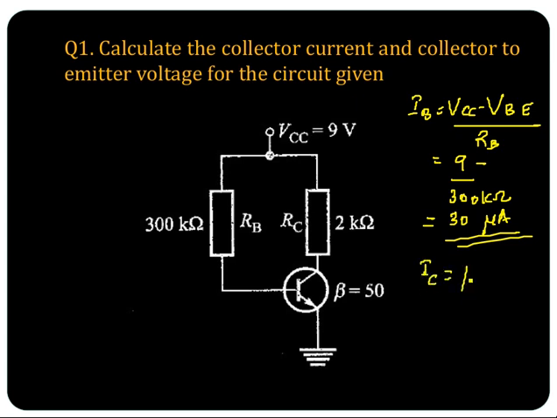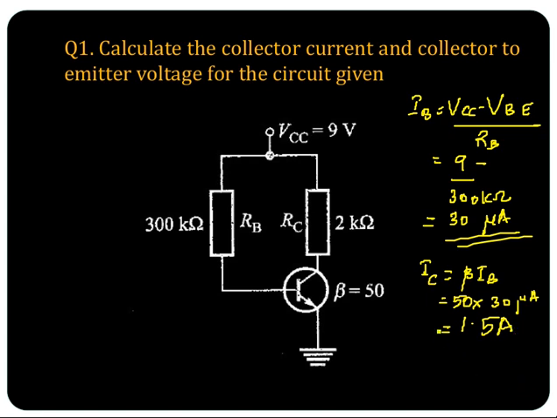Calculate IC. IC is beta times IB. What is beta given here? 50 times IB, 30 microampere. So what is IC? IC will be equal to 1.5 milliampere. So after finding IC, we have one more check here.